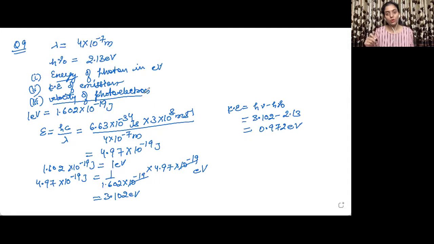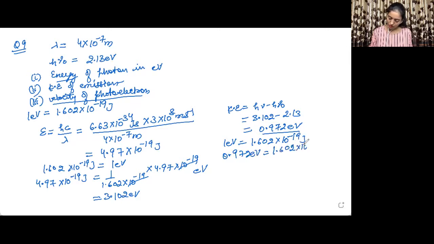Now the third part is we need to know the velocity of the photoelectron. To know the velocity, we need to again convert this value into joule. So 1 electron volt is equal to 1.602 into 10 raised to the power minus 19 joule. Therefore, 0.972 electron volt is equal to 1.602 into 10 raised to the power minus 19 multiplied by 0.972, which is equal to 1.56 into 10 raised to the power minus 19 joule.